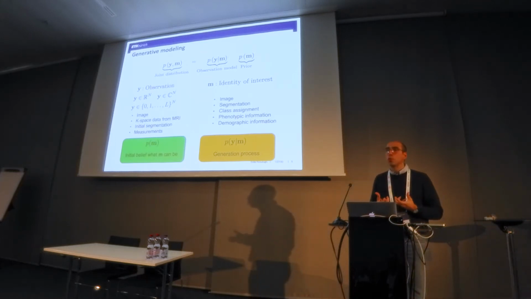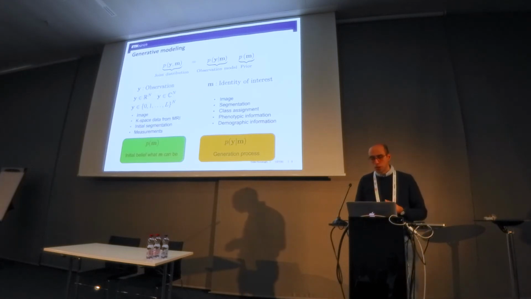And there are really two different models that the factorization is quite important. First one is the observation model. So given the identity of interest, how did I generate the observations, which encodes the physical model? And the other one is our prior. So what should this identity of interest be in real life?